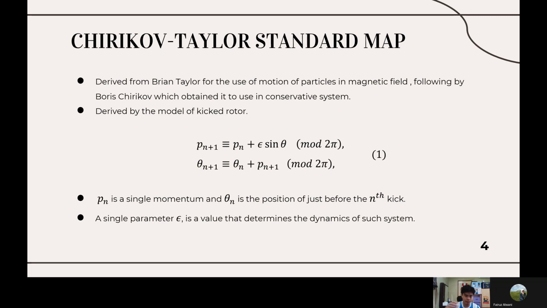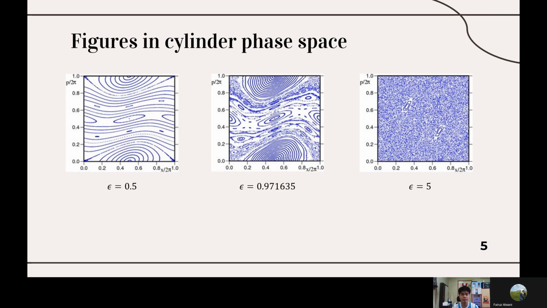Okay, so let's look at an example of the figures of the standard map in the cylinder phase space. As we can see, on the left hand side, when epsilon is equal to 0.5, there are distinct island chains and KAM tori. Which one is an island chain? An island chain is the shape like a circle, whereas a KAM torus looks like a line that separates the island chains.